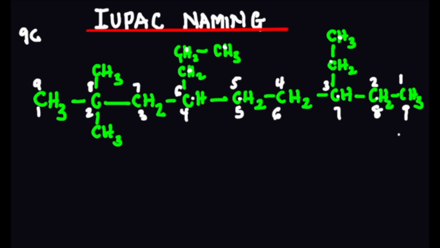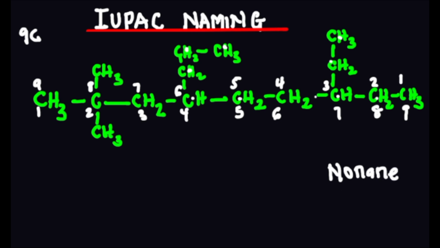Now look at this. It's very, very simple. We have a lot of attachments here, but there's no double bond or triple bond. Everything is a single bond between the carbon atoms. So 9 is basically nonane, right? Let me just put it here, nonane. So with no stress, that's nonane.